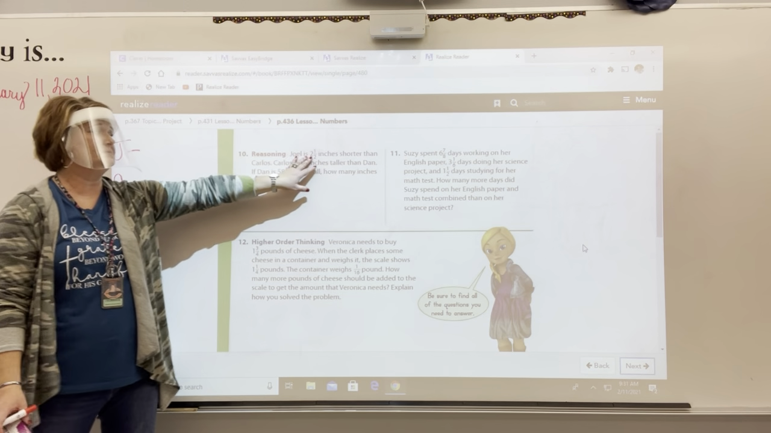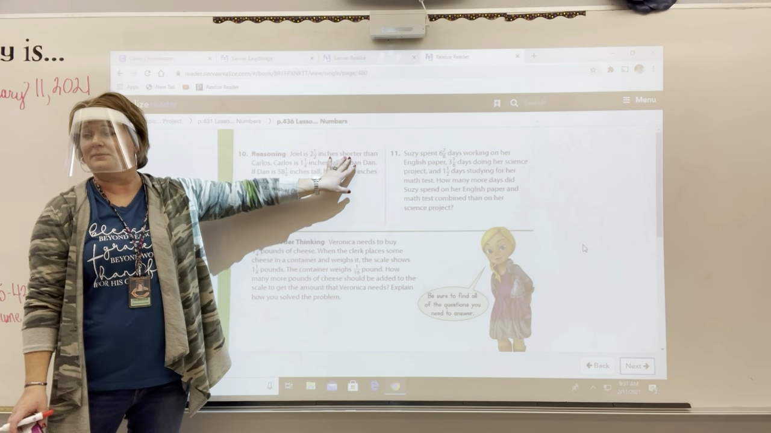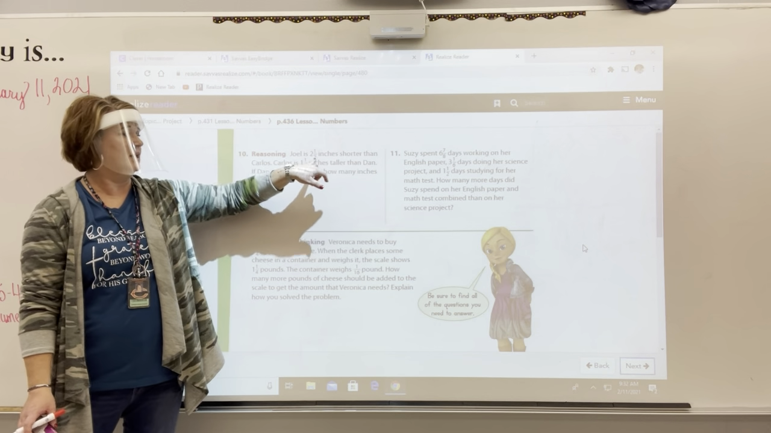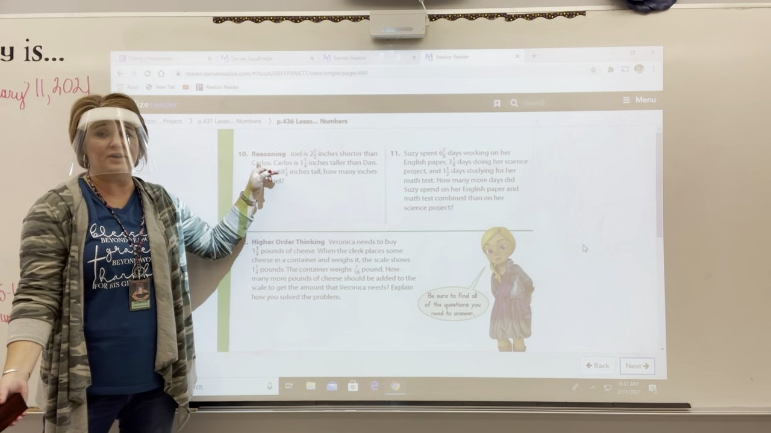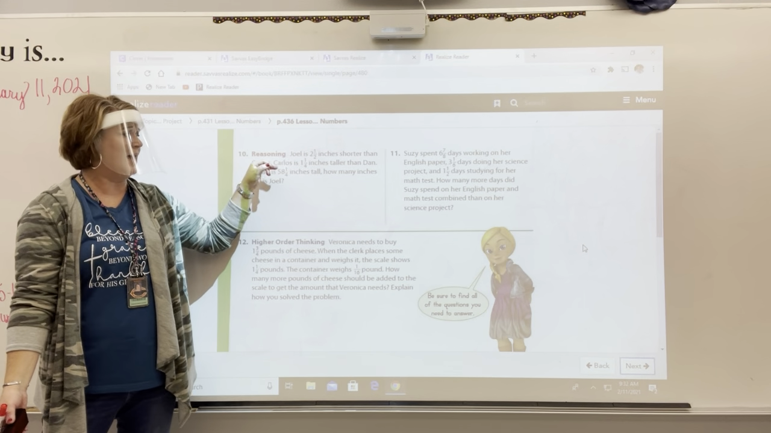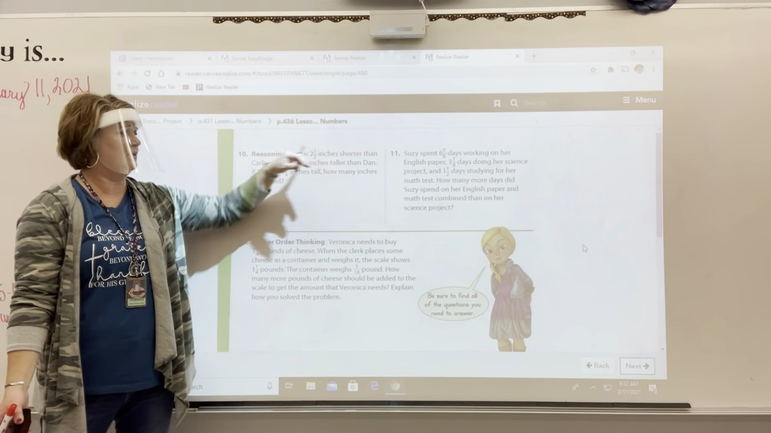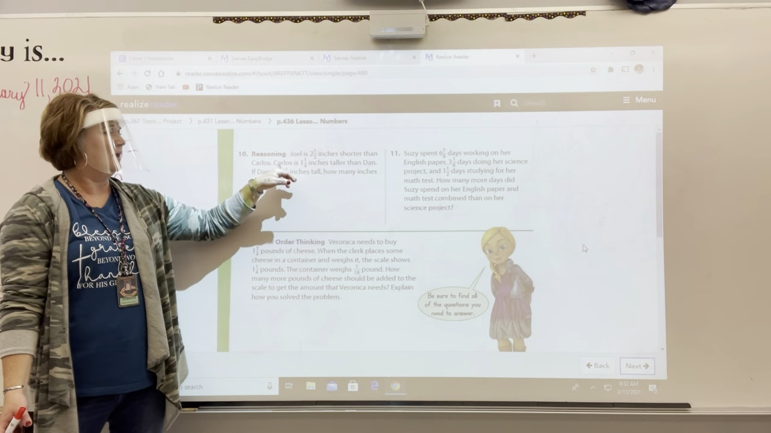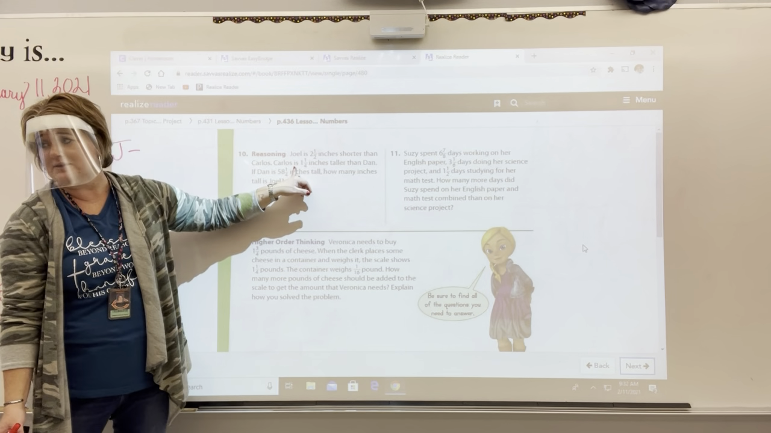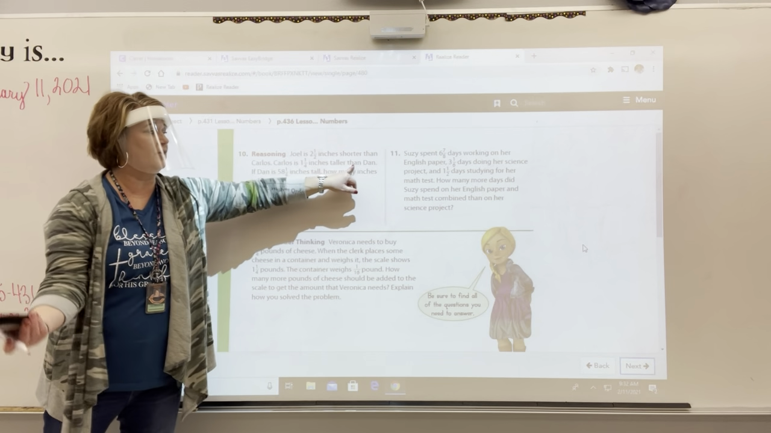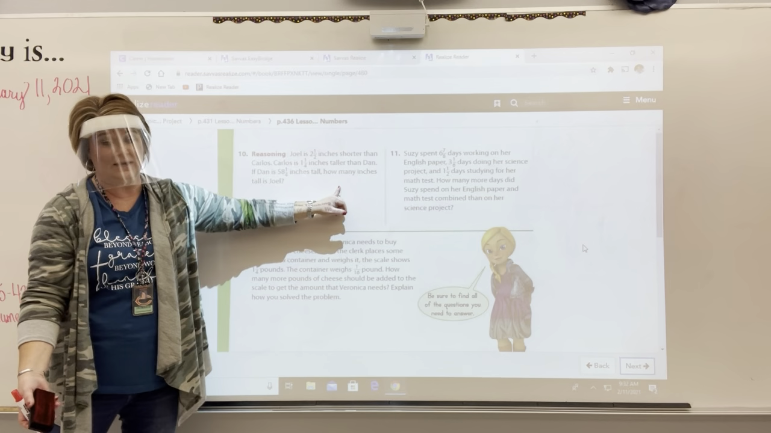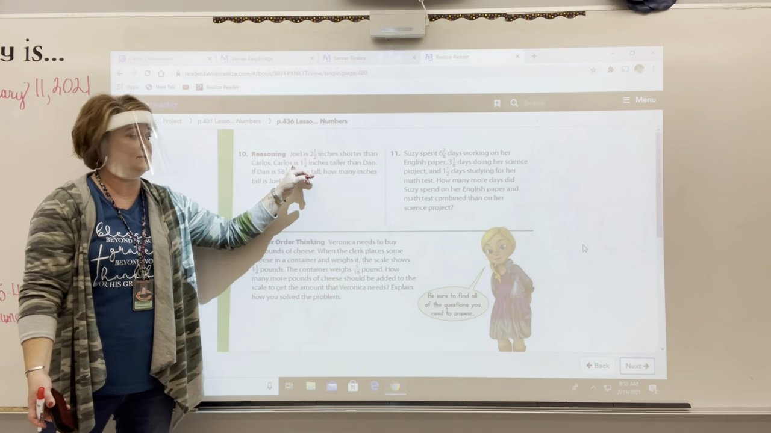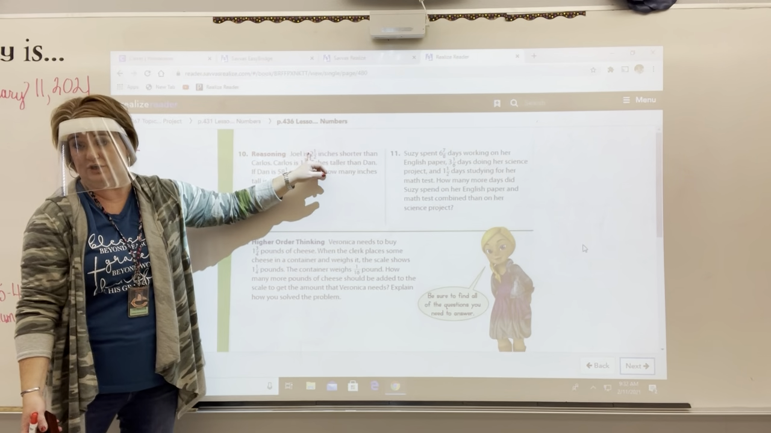Now, okay, let me see your eyes so we can talk this through. Joel is 2 inches shorter than Carlos. So for me to figure out how tall Joel is, I gotta know how tall Carlos is because I know he's shorter than Carlos. But Carlos, it doesn't tell me how tall he is either. It just says he's taller than who? Dan. So that means I gotta know how tall Dan is to tell how tall Carlos is to tell how tall Joel is. Are you tracking with me?